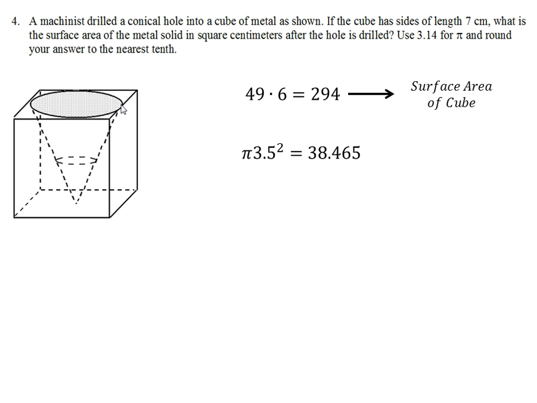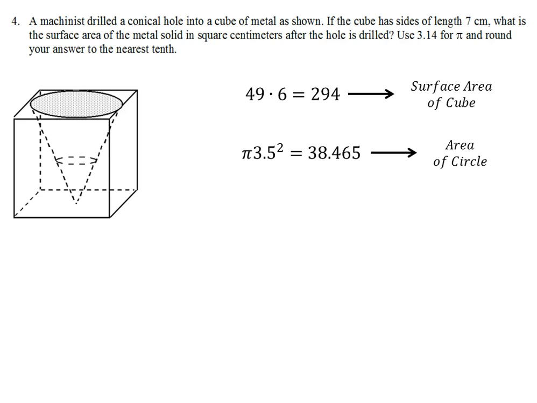While it's not obvious and would be a good question to ask, the radius of this circle is 3.5 because this end all the way to this end is 7. Like that circle does touch the edges of the cube. So the radius of this circle is 3.5. So that means that the area of this circle that has been drilled out of the cube is going to be pi times 3.5 squared, which is 38.465. This number right here is the area of the circle that has been removed from the cube.